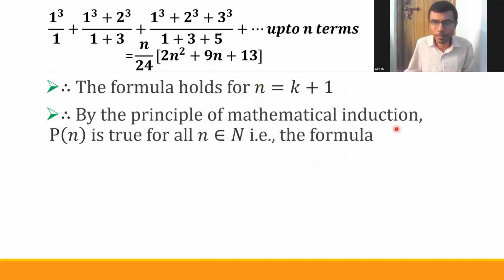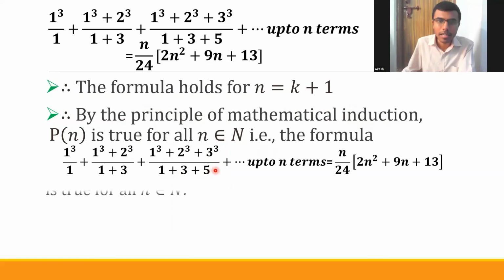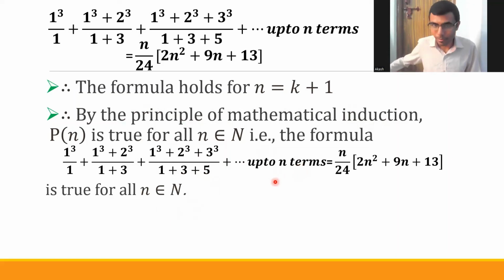Therefore, by the principle of mathematical induction, to sum up the principle, I showed that the given statement is true for n equal to 1. I assumed that the given statement is true for n equal to k, and proved that the given statement is true for n equal to k plus 1. Therefore, by the principle of mathematical induction, p of n is true for all n belongs to N. That is, the formula is true for all natural numbers. That's it. Thank you very much.